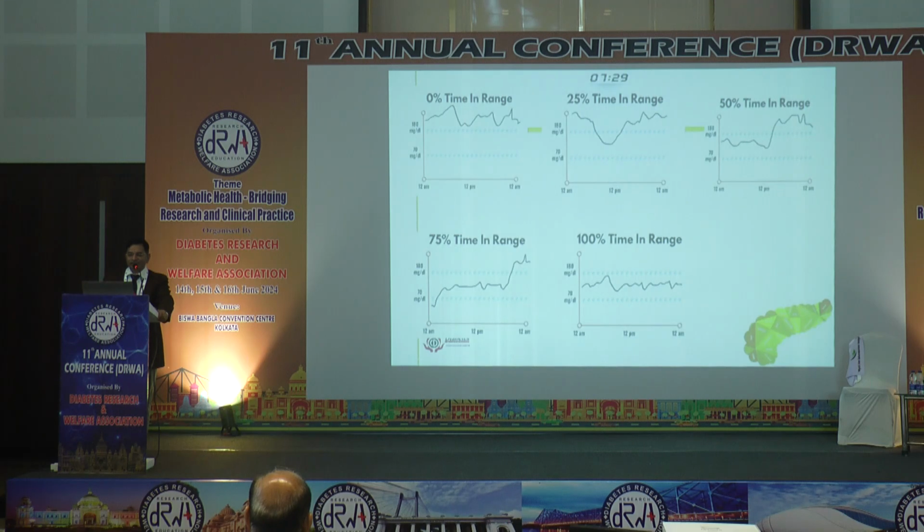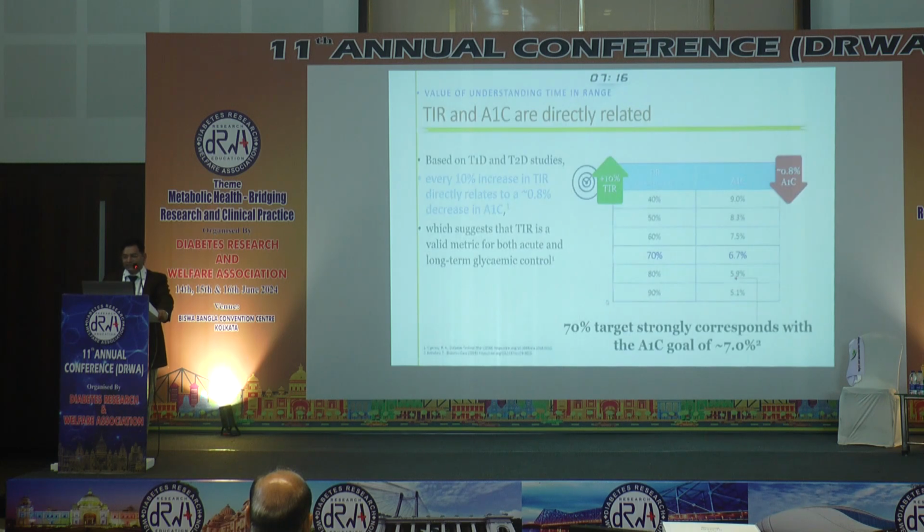This is a diagram which is showing 0% time in range. There's no reading which is in range. There's 25% time in range. There's 50% TIR. This was 70% TIR, and this is 100% time in range between 70 to 180.